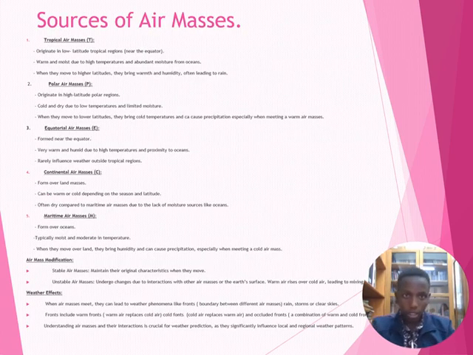So we're going to look at the sources of air masses. We have 5 types of air masses: tropical air mass, polar air mass, equatorial air mass, continental air mass, and maritime air mass. When we look at the tropical air mass, it originates from the low latitude tropical regions, that is near the equator. They are warm and moist due to high temperatures and abundant moisture from oceans.